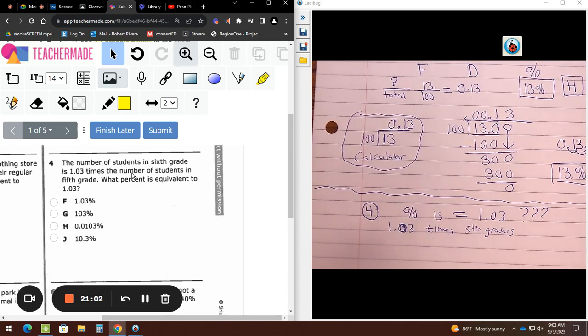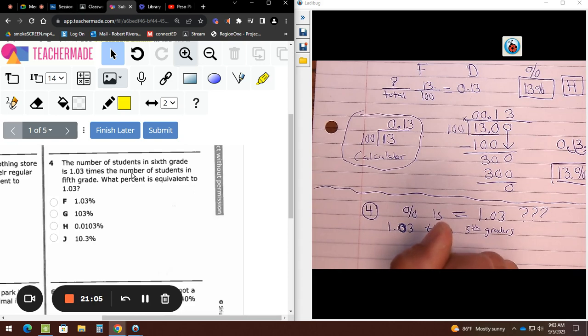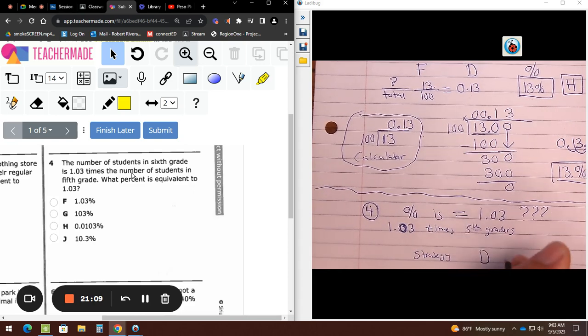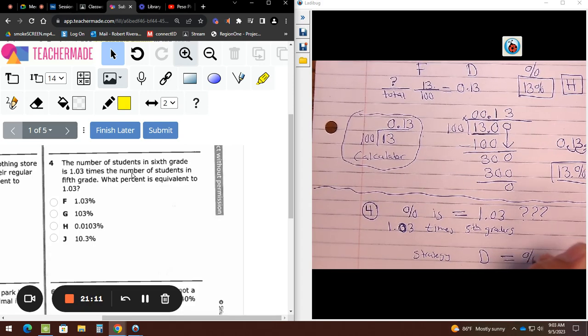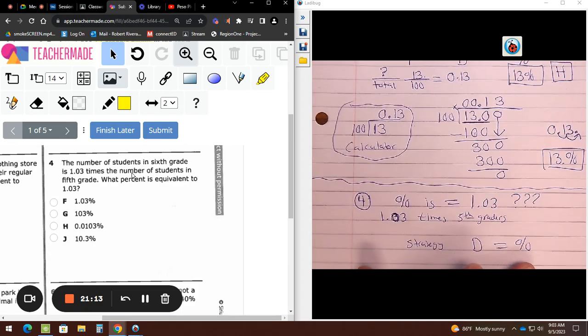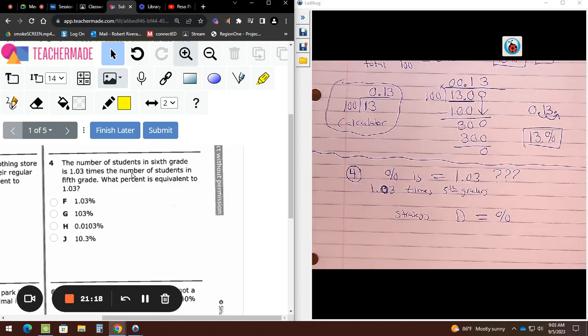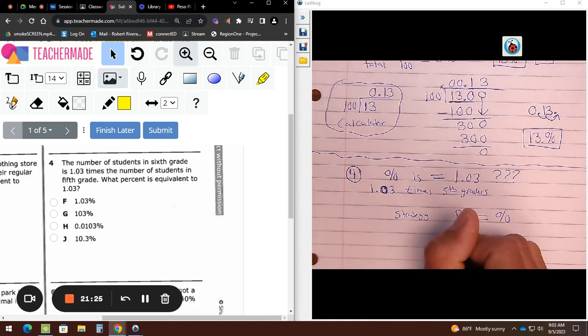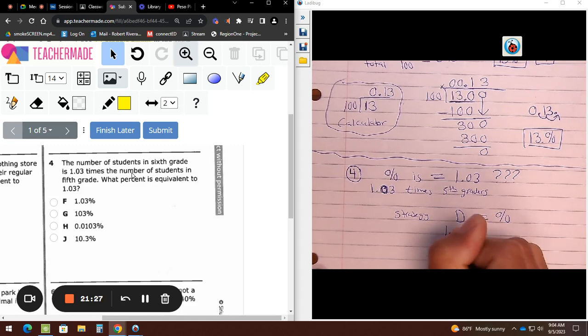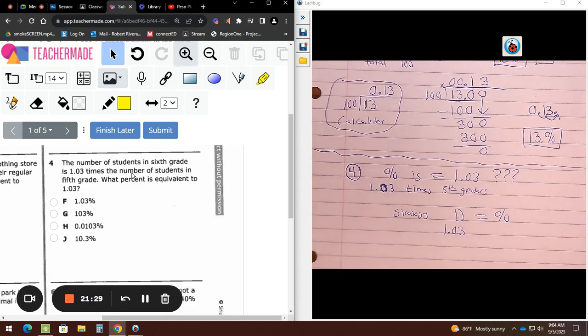So, my strategy is to go from decimal to percent. Do I need a fraction this time? No, because they were already nice. They already gave me the decimal. So let's put it already. 1.03. Thank you for being nice. They already gave it to me. So how do I switch from decimal to percent?